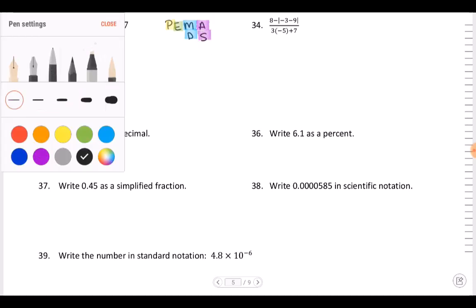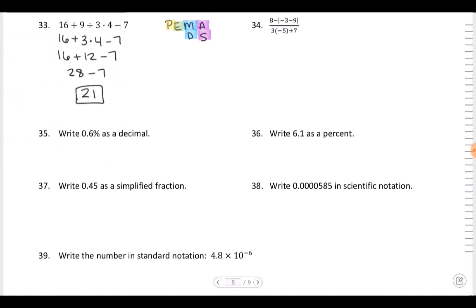There we go. Okay, so PEMDAS. All right, so I'm looking for grouping symbols. Now I do have absolute value bars. Those are grouping things together. And the fraction bar also groups things together.